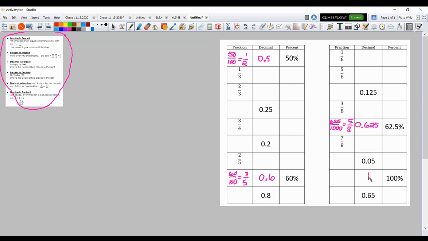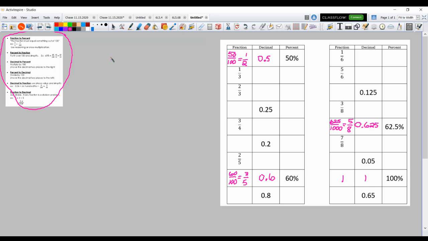100% as a decimal is just 1, or maybe you could put 1.0, and as a fraction is 1. It's 1 over 1 if you want to do that. But it's really just the whole number 1. So I think actually for both of these, you could just put 1 as a fraction and a decimal. Okay, so let's look at fraction to decimal.